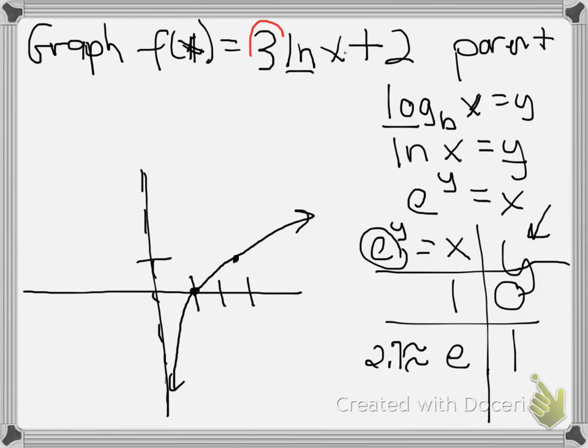Now let's figure out what are our transformations. First one is we have a 3 in front there. Notice the 3 is not with the x, it is out in front. So this is going to be a vertical stretch. Okay, so that'll give us a vertical stretch.